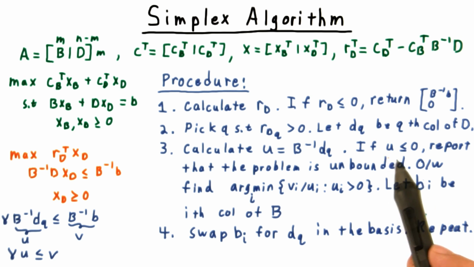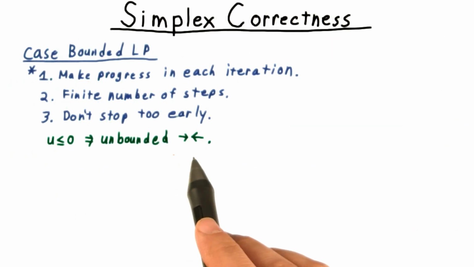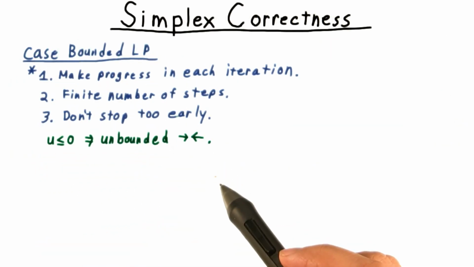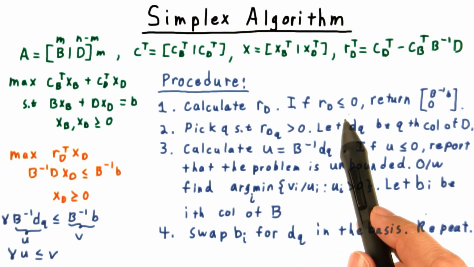If u is non-positive, then we get to keep going in the direction of dq here as much as we want, increasing the objective value the whole way. So clearly the problem is unbounded. And of course that can't happen because we've assumed that the linear program is bounded. Let's consider what happens when we terminate on the RD condition then.